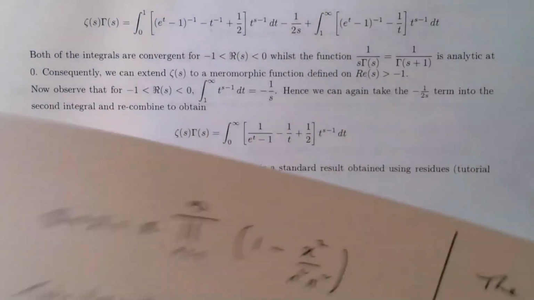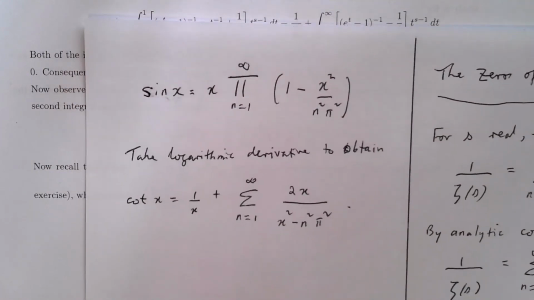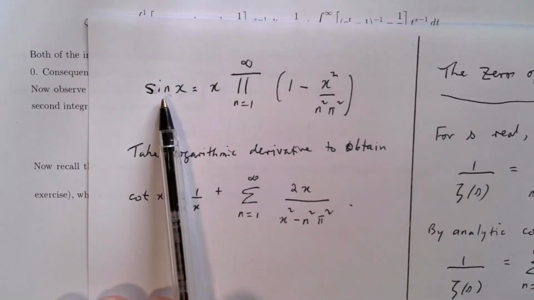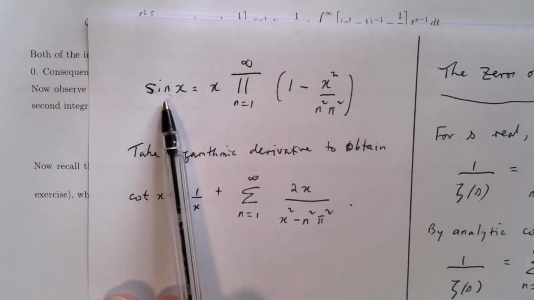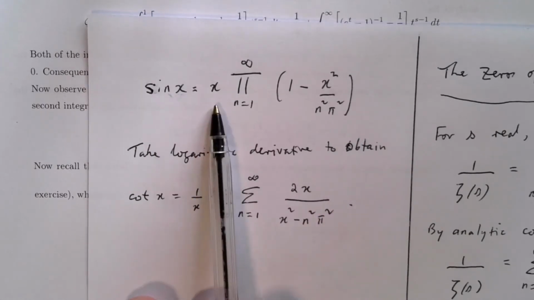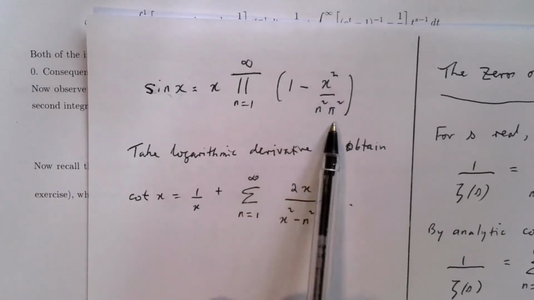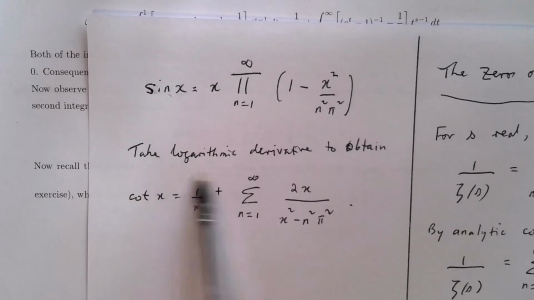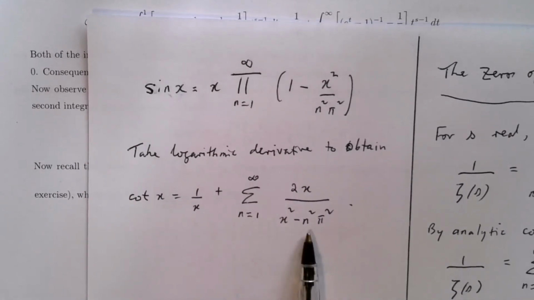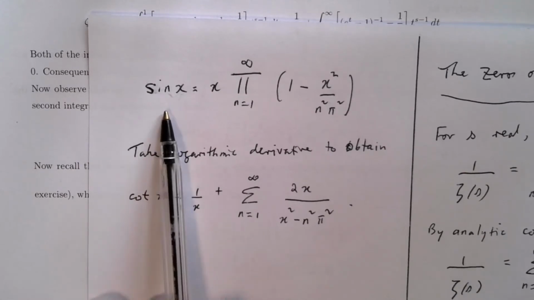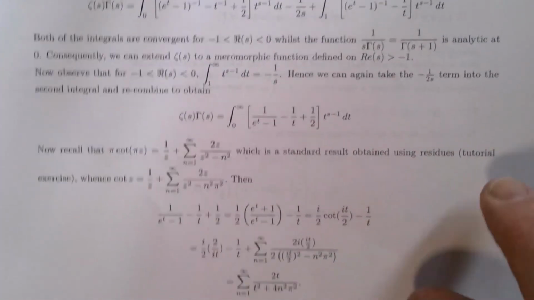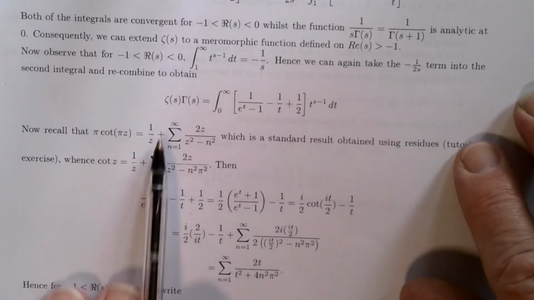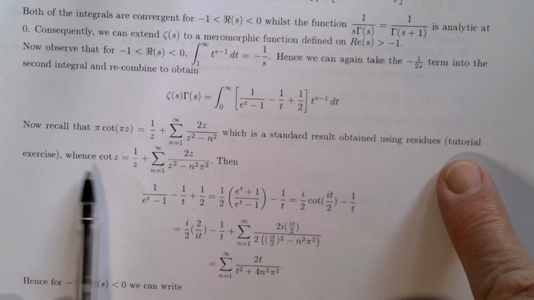For those who want to play with this and get this out directly, if you take the well-known product for sine of x, you may have seen this product in courses in complex analysis or in some real analysis courses, you can write the sine of x as an infinite product. So it's the product of x times 1 minus x squared on n squared pi squared. And if you take the logarithmic derivative of this, then you'll obtain this fairly easily. So you can get this result out by just taking the logarithmic derivative of the well-known product formula for sine of x. So I'll leave you to do that, or look up the formula in a book, or use complex analysis to rederive it.